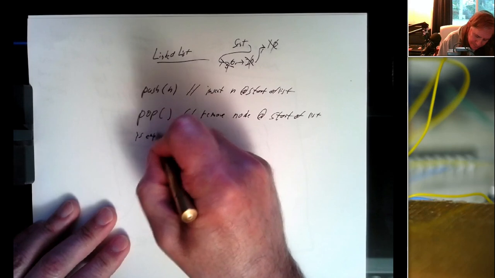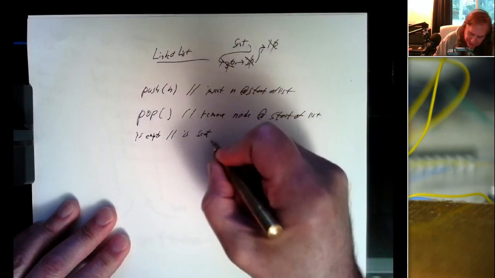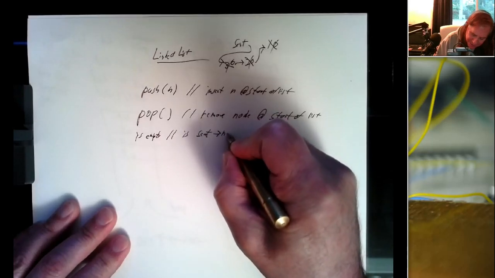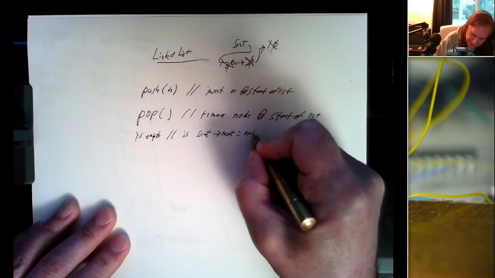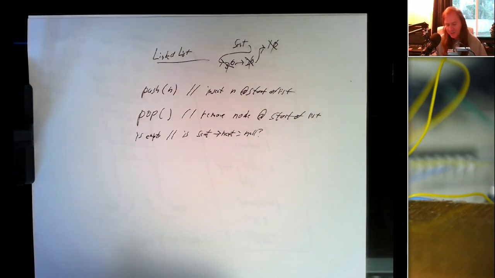isEmpty. We can tell the list is empty by saying if sentinel next equal to null. If the sentinel is not pointing to anything, the stack's empty.